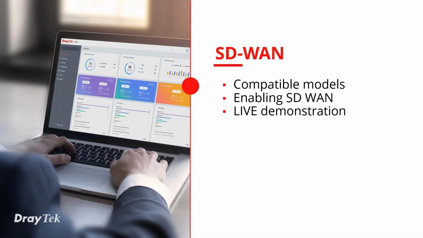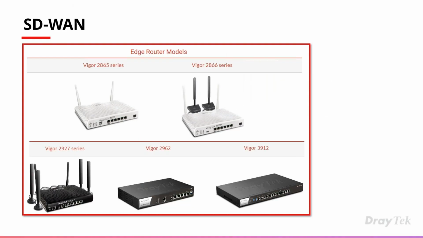I'll also quickly go over the compatible models, because there are certain models that are compatible with SD-WAN, as well as how to enable SD-WAN, and then I'll go over a live demonstration of VigorACS's SD-WAN capabilities. The devices that are compatible with SD-WAN, for example, at the top here, we can see the DSL routers, which are the 2865 and 2866. At the bottom, we have our FTTP routers, which are the 2927, 2962, and 3912.